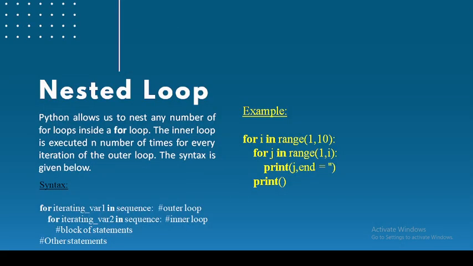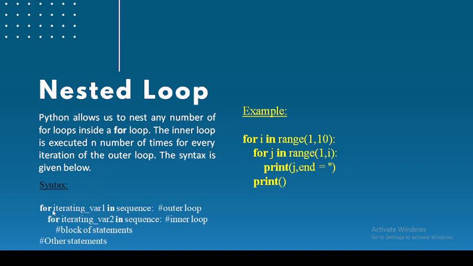The third kind of loop is the nested loop. Python allows you to nest any number of for loops inside a for loop, or it may be a while loop. The inner loop is executed n number of times for every iteration of the outer loop. Whenever we have two loops, the first loop is called the outer loop, and the loop inside is called the inner loop. The syntax is given below.